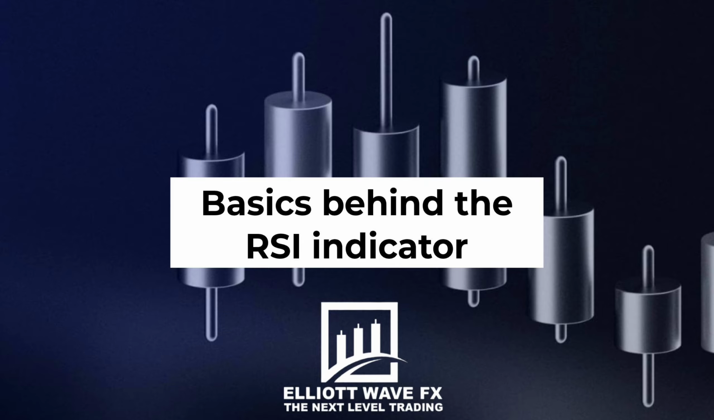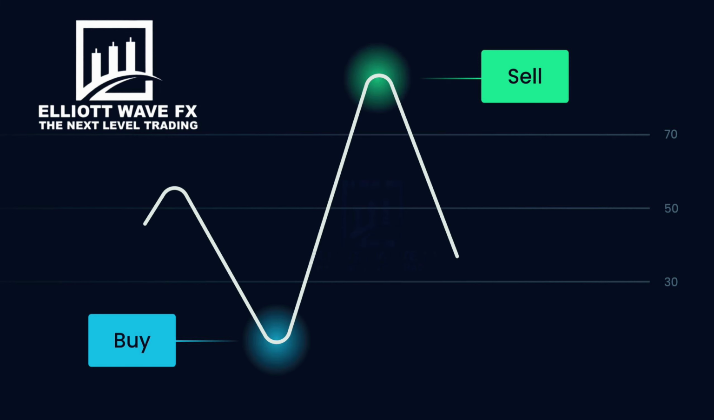Basics behind the RSI indicator. The RSI indicator oscillates between 0 and 100. Generally, an RSI reading above 70 suggests that a stock is overbought. This means it is potentially due for a pullback. On the other hand, an RSI reading below 30 on the price chart suggests that a stock is oversold. This means it is potentially due for a rebound.